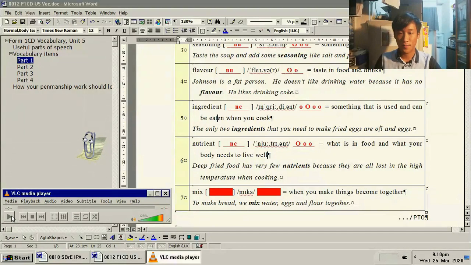Nutrient. What is in food and what your body needs to live well. Deep fried food has very few nutrients. Because they are all lost in the high temperature when cooking.